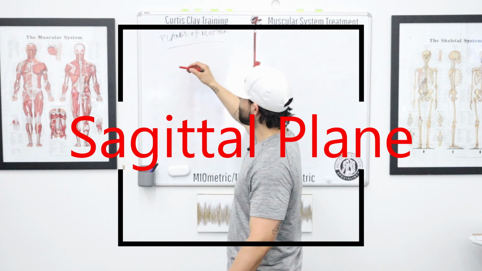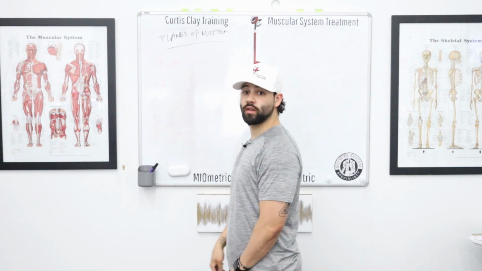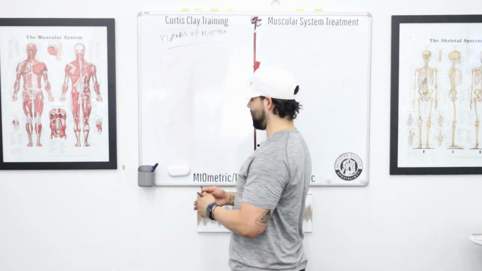So what I mean by that is I'm gonna use red. Red is sagittal plane, okay? Which is like a crunch, extension, arm going up. So I'm going through this plane of motion, okay? Leg lift, okay? All that kind of stuff, that's sagittal plane.